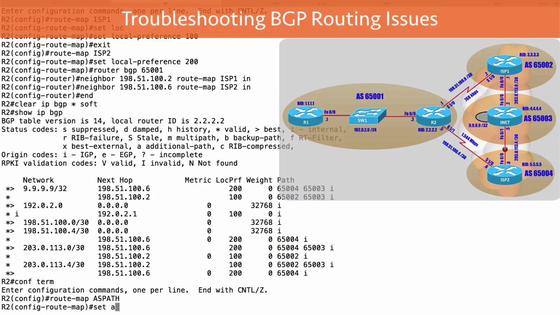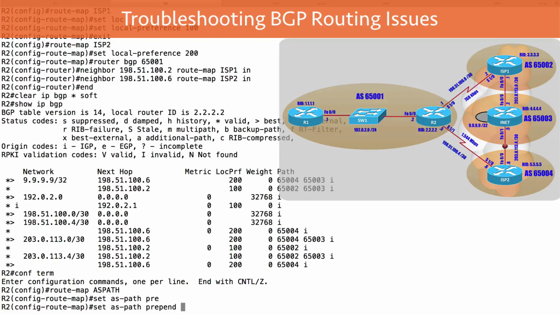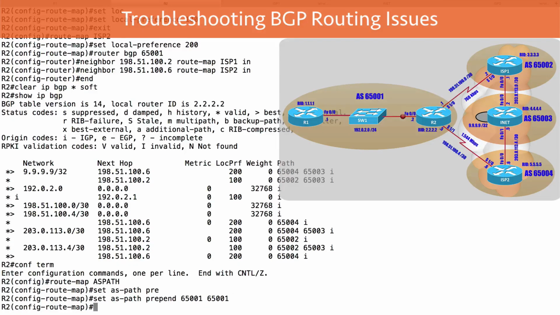And what I'm going to do is set the autonomous system path attribute such that I am prepending additional instances of the local autonomous system. I'm going to add a couple of additional instances. I'll say prepend 65,001 and prepend another instance of 65,001 to the autonomous system path. And I'm only going to apply this route map to ISP1. ISP1 is going to appear to have more autonomous systems to transit in order to get into the enterprise network.